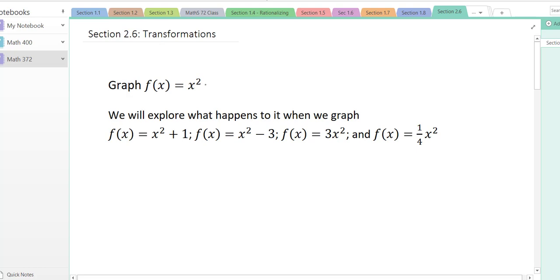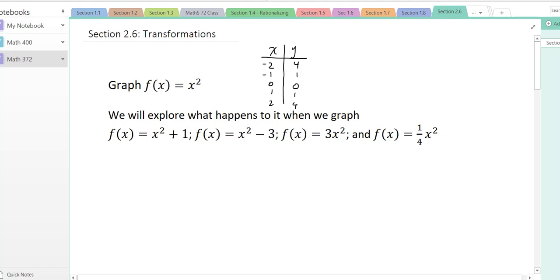And if you don't know what the graph of this looks like, we can do a table of values. There are some standard ones: -1, -2, 0, 1, and 2. So when you plug it in, -2 squared gives us +4, -1 squared is 1, 0 squared is 0, 1 squared is 1, and 2 squared is 4. So we can plot those points in a graph, but we would know that this is a parabola. What we're going to explore is what happens to it when we graph these other functions.